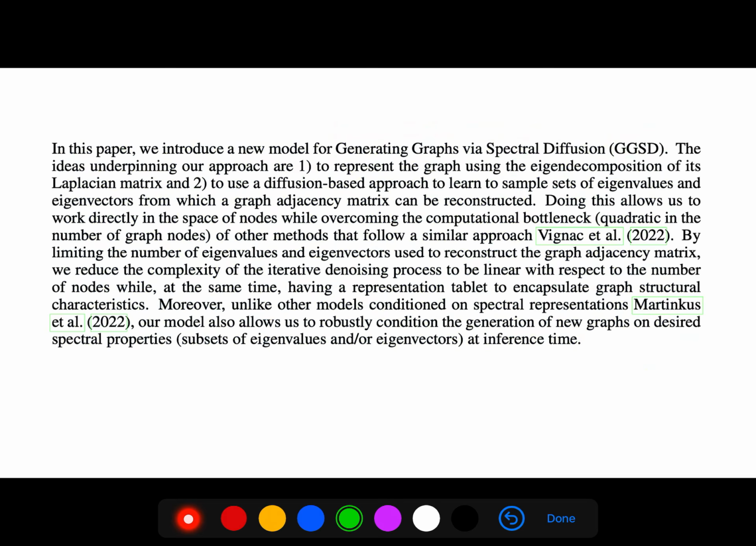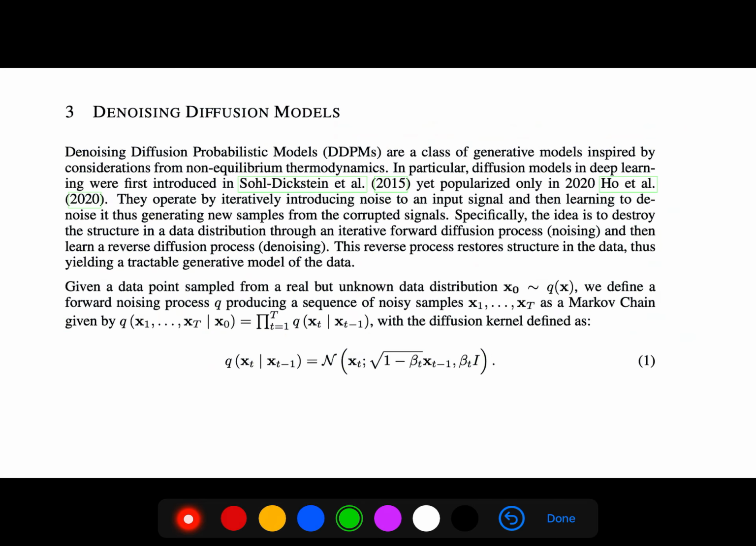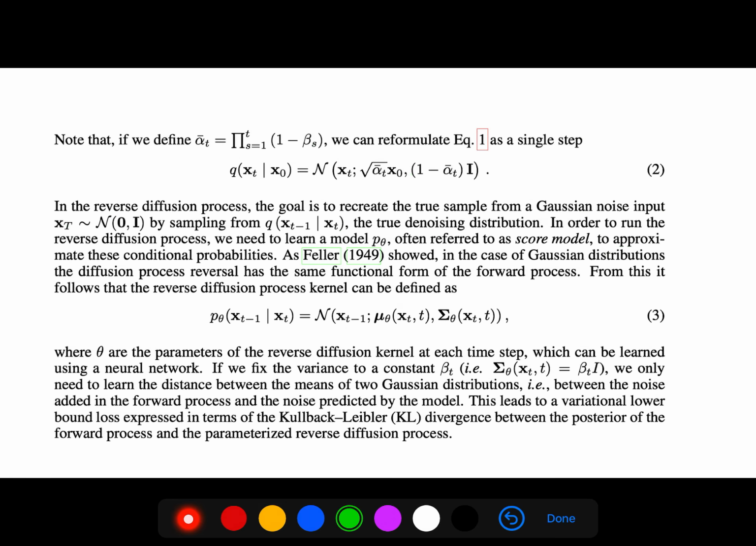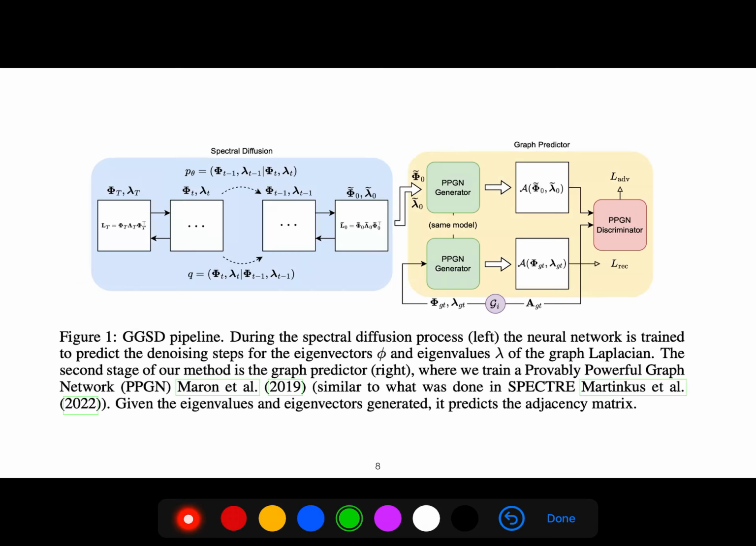So we introduced GGSD. We define a forward noising process, always in diffusion, most of the time using this normal distribution, and we get the reverse distribution, reverse diffusion process. We call this denoising model. So we need to learn this and this, and it was originally worked on images, but then the people use it for graphs as well.